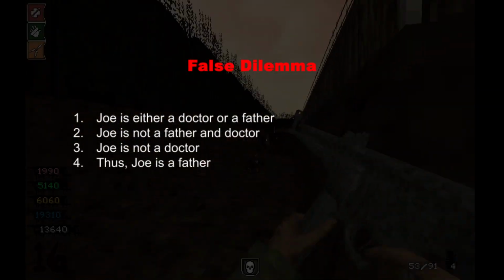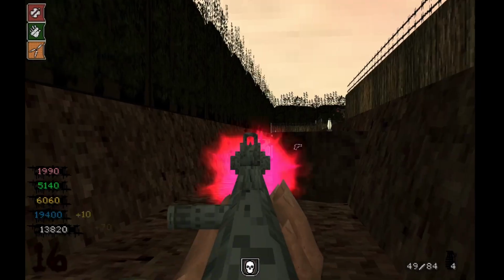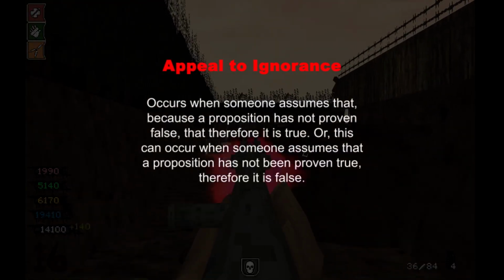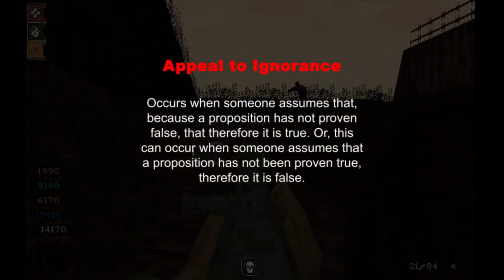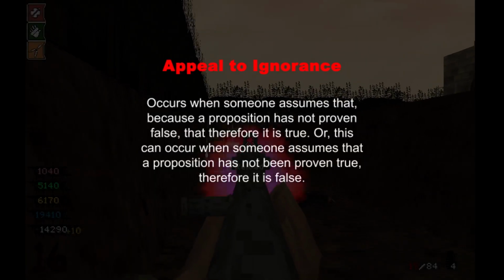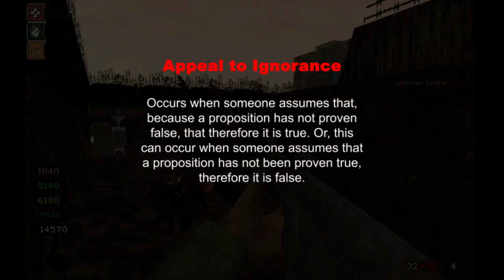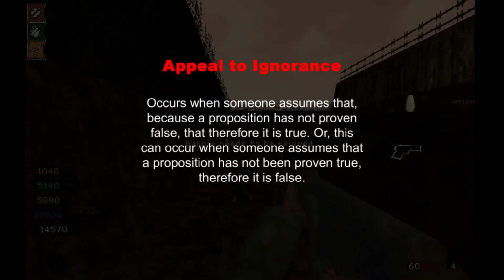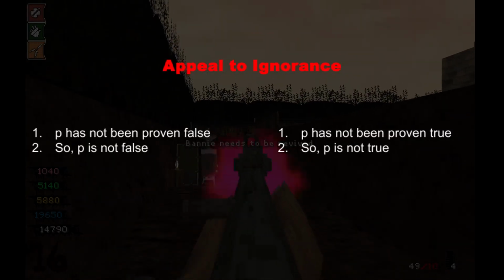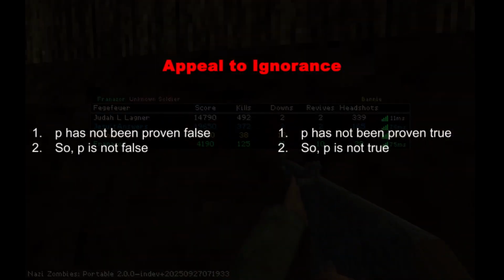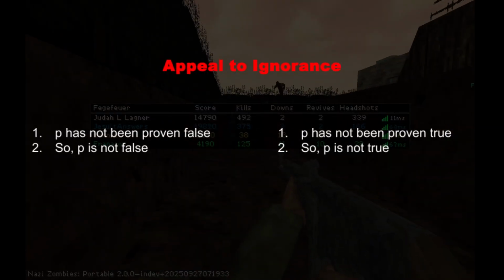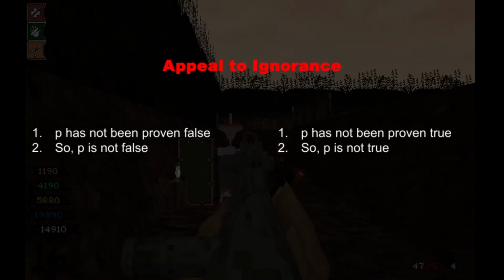It establishes a false dilemma. Now, fourth, we can give appeal to ignorance. And this just occurs when someone assumes that a proposition, because it has not been proven true or false, that therefore you can conclude that it's the other. Like if it hasn't been proven true, then we can conclude that it's false and vice versa. So if you have P has not been proven false, so therefore P is not false. That's a non sequitur. Same thing with P has not been proven true, so P is not true.